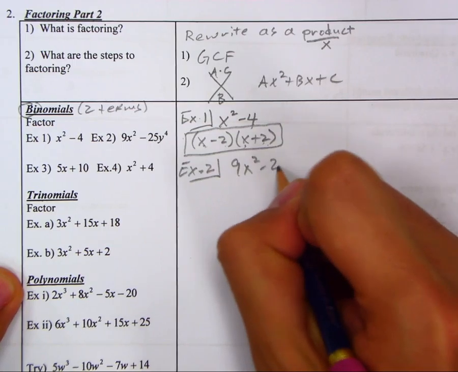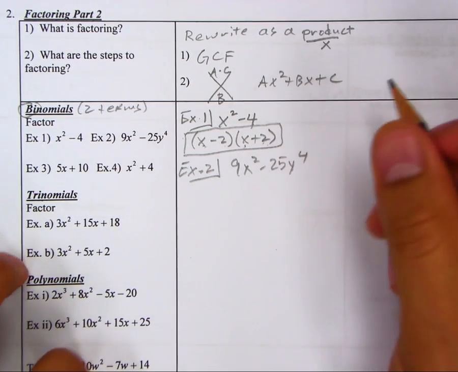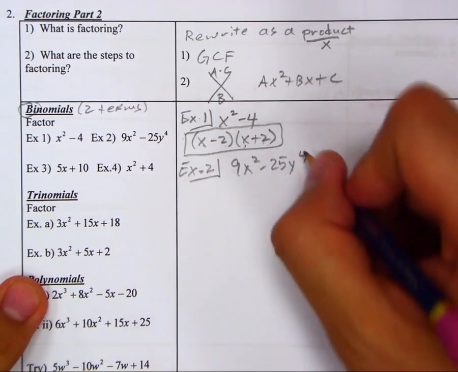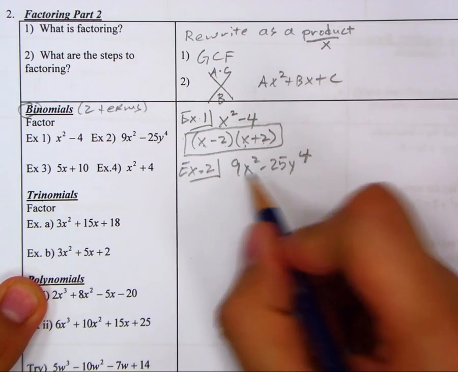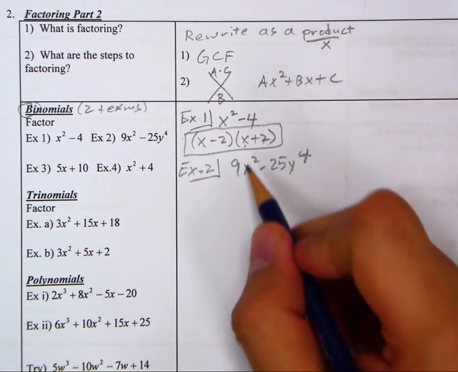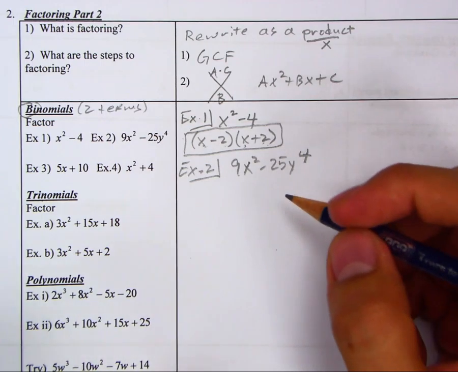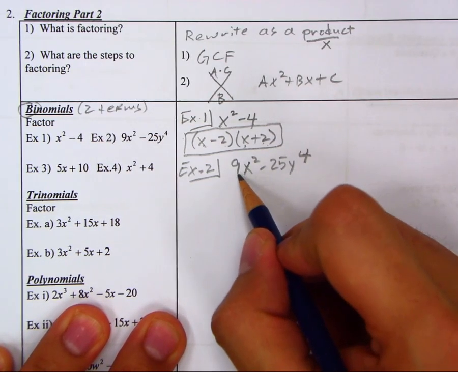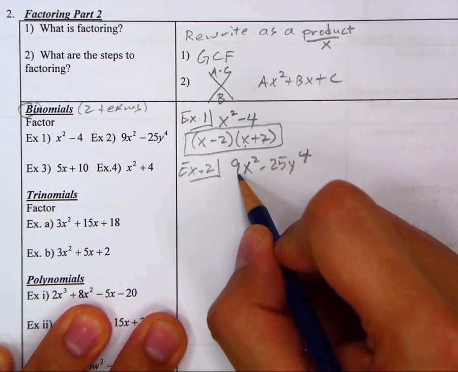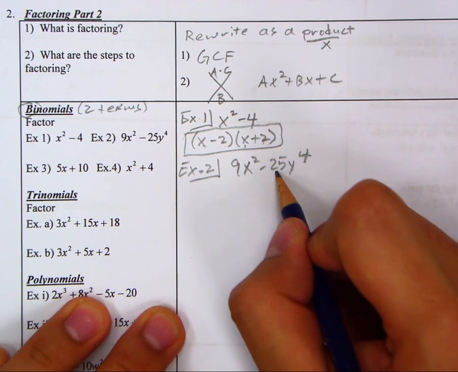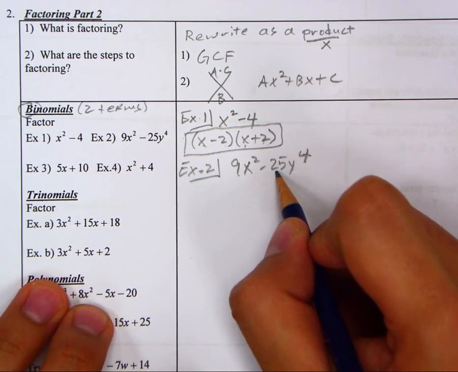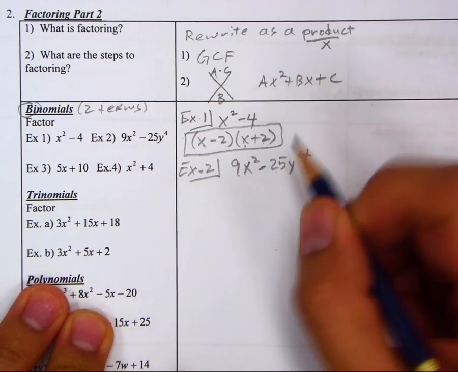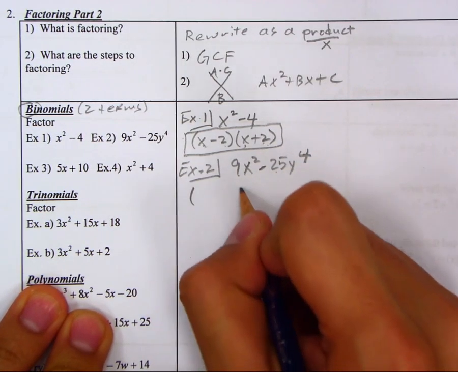Example 2. 9x squared minus 25y to the 4th. There's no GCF here because nothing goes into 9 and 25 besides 1, and there's no letters in common. But if you look at the 9, it's a perfect square. The square root of 9 is 3. And 25 is a perfect square. The square root of 25 is 5. And right in the middle, it's a minus. So I'm going to write my answer right here.